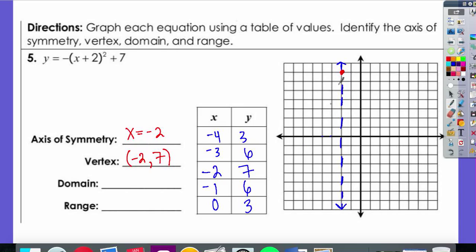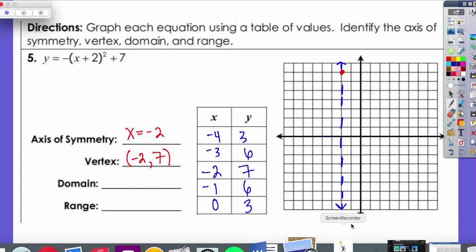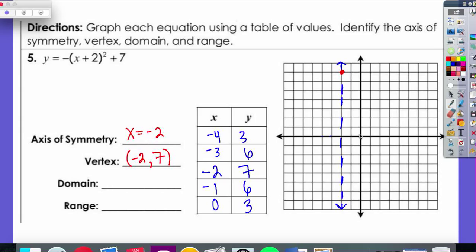Now I need to plot these points to draw my parabola. I've got -4, 3, 1, 2, 3, that's a point. And I've got -3, 6, so -3, 1, 2, 3, 4, 5, 6. We already know our vertex. -1, 6, and 0, 3. We need to make a smooth curve. Try and make it look like a parabola. All right.